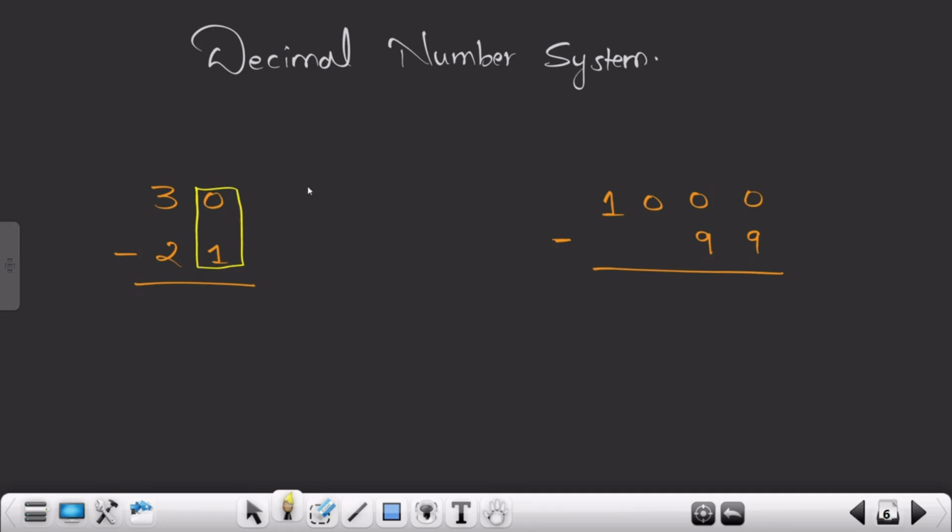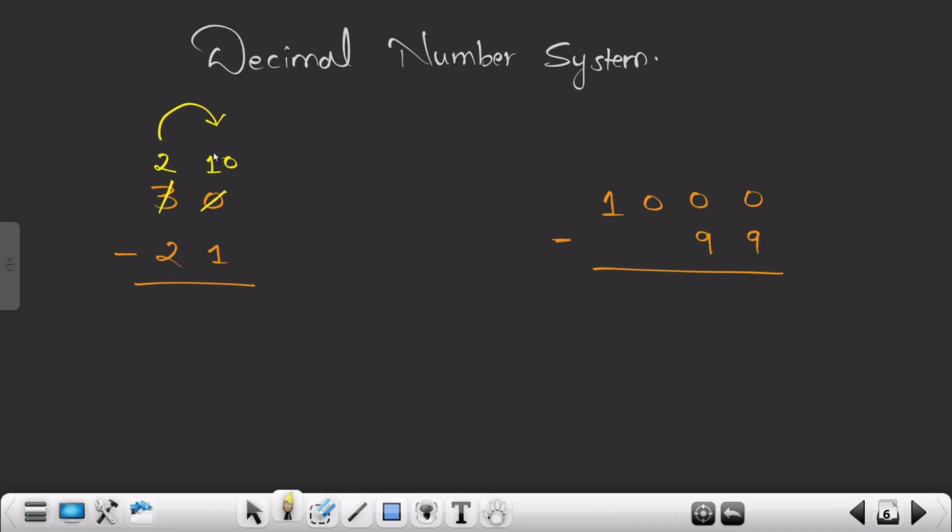Obviously we cannot subtract 1 from 0. If you remember, we cannot subtract 1 from 0. So what we used to do in our school days, we used to take a borrow. If this was 0, we used to make it 10. That means we are borrowing one from this particular column, from this digit, and over here it is 3, so we used to make it 2, if you remember.